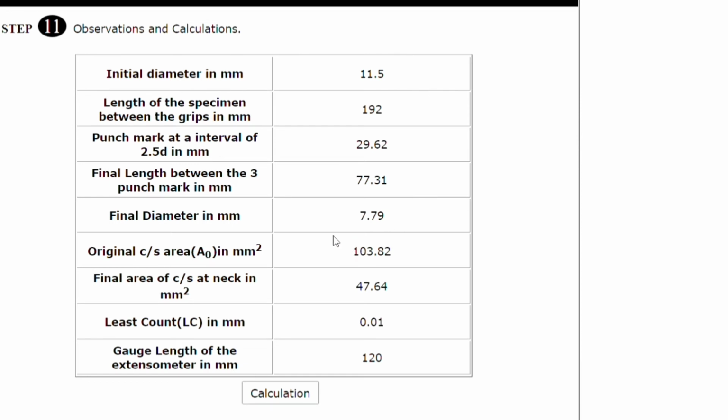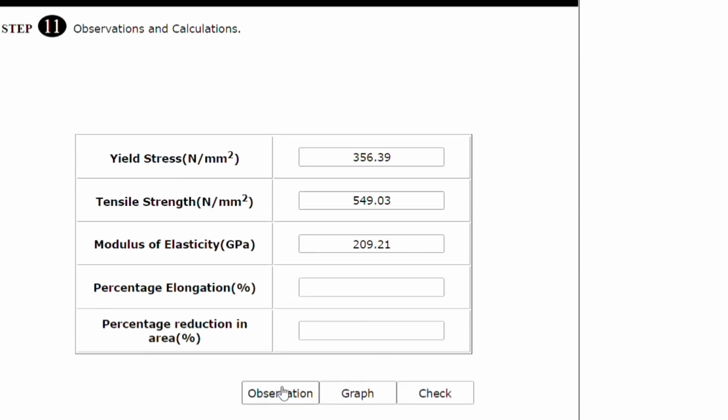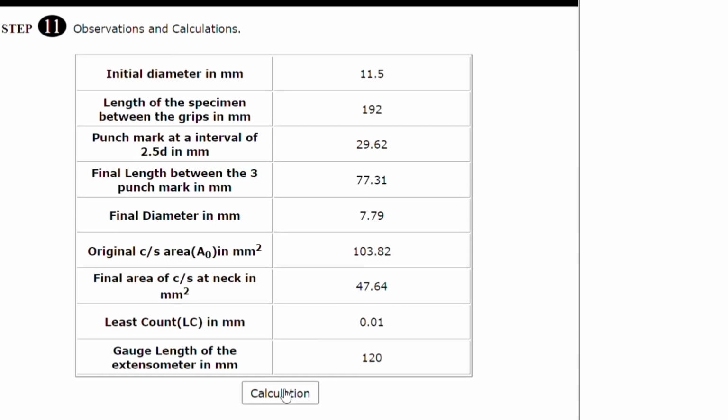Next, to find the percentage of elongation, we have to use the final length minus the punch marks times 2, and divide by the punch marks times 2. So the final length is 77.21 minus 59.24, divide by 59.24, and finally times 100%. So we will get 30.50%.